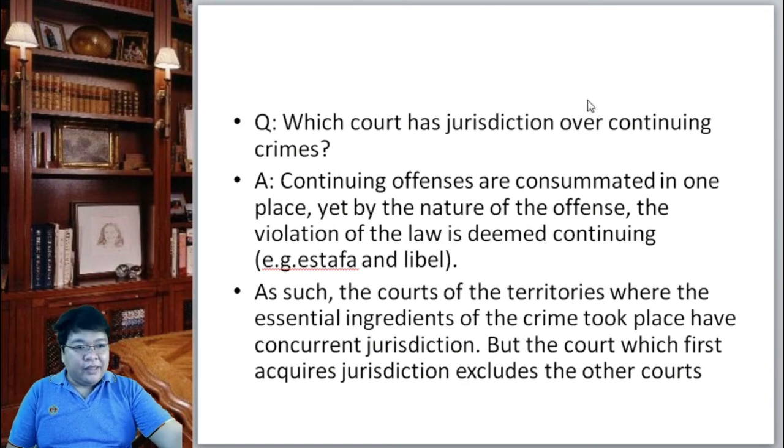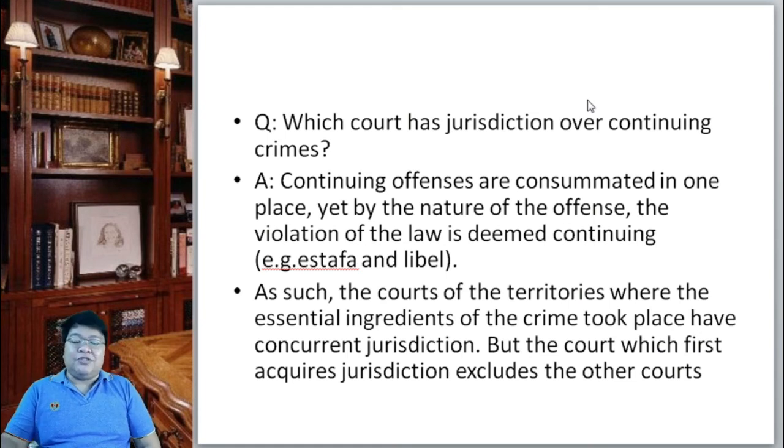Okay. This is important, guys. Continuing crimes. We have already discussed this in criminal law. Now, continuing offenses are consummated in one case, yet by the nature of the offense, the violation of the law is deemed continuing. As such, the courts of the territories where the essential ingredients of the crime took place have concurrent jurisdiction. Meaning, whoever acquired jurisdiction first shall retain its jurisdiction. So, both have jurisdiction, but the court which first acquires jurisdiction excludes the other courts.